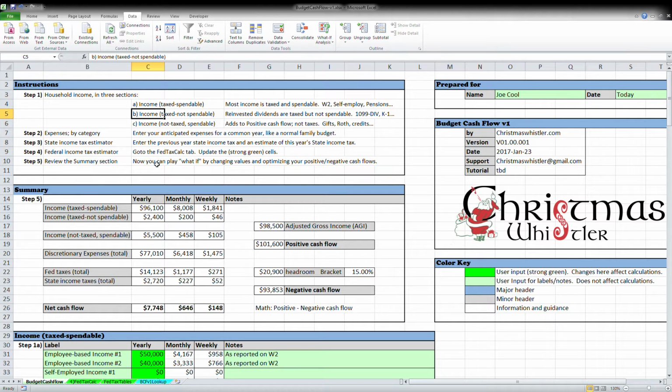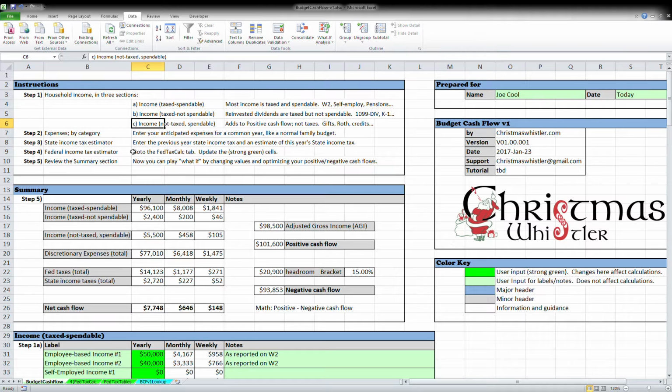The next section for your household income is income that is taxed but not spendable. Now, there's not a lot of that out there, but dividend income on your 1099-DIV is often in that kind of category. Dividends have been reinvested in your stock portfolio. This money is taxed, yet you don't have that dividend money in your pocket to be able to spend it. So it adds to the tax burden that you have, and more critically for this program, it does not add to your positive cash flow. Right? So that is a second section of household income.